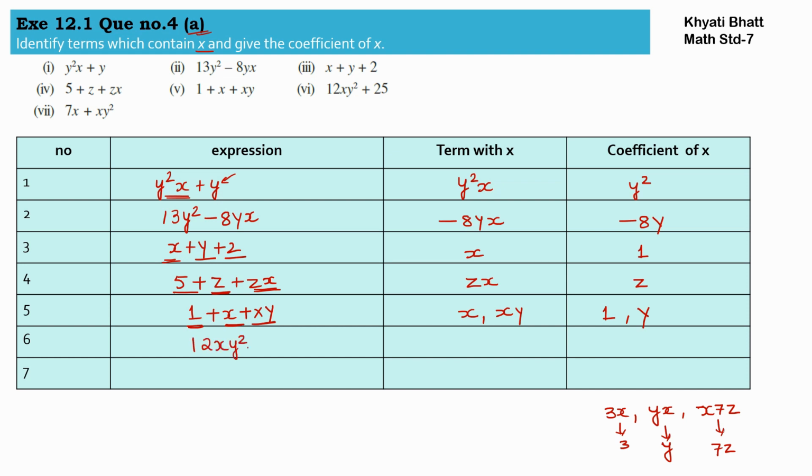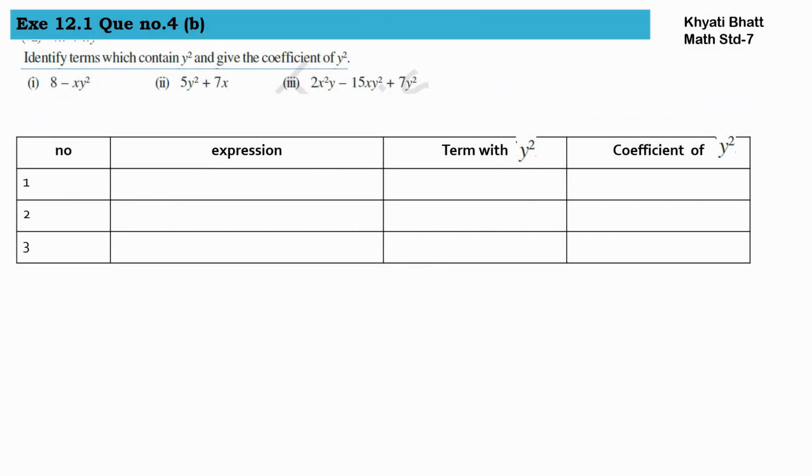12xy square plus 25. In the first term only x is there, so that term we are writing, 12xy square. Now along with the x, two factors are there, 12 and y square. So both are the coefficient of x, that is, 12y square is the coefficient of x. Seventh, 7x plus xy square. In both of these terms x is there, so we are mentioning here 7x as the first term and the second term is xy square. Now in the first term 7 is the coefficient, in the second term y square is the coefficient of x.